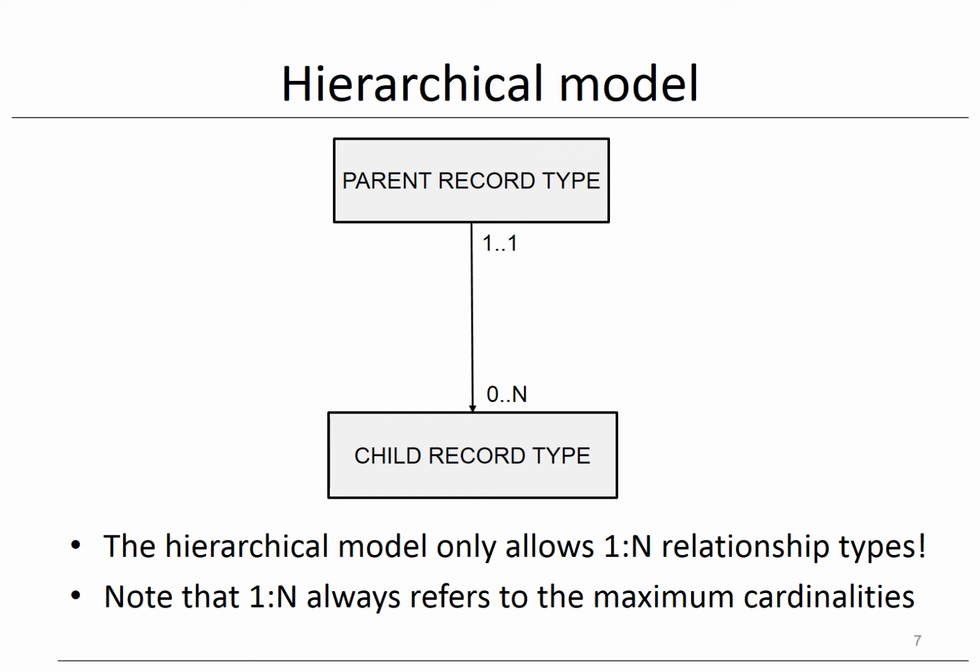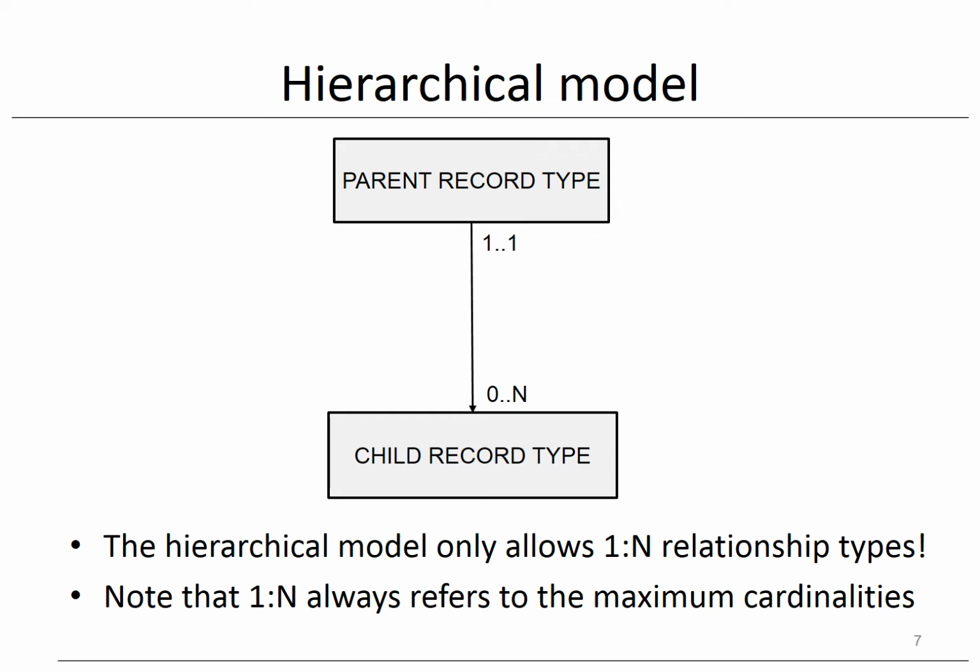We have a parent record type and a child record type. A parent record can be connected to minimum 0, maximum n child records. Vice versa, a child record can be connected to minimum 1, maximum 1 parent. Hence, a child record is always connected to exactly one parent.